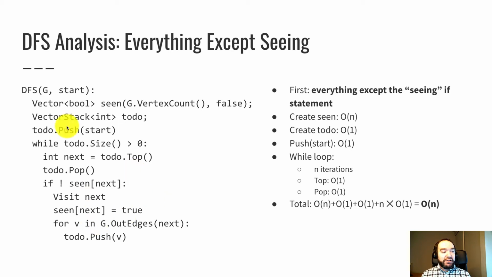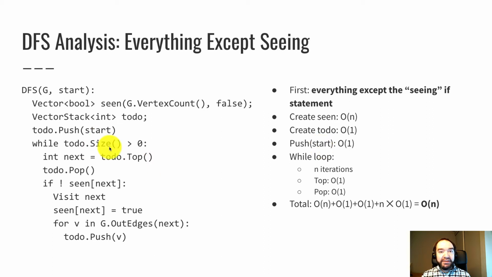So dealing with those parts, we create the seen vector that creates an n element vector. Creating an n element vector takes big O of n time to initialize all the false values. Creating an empty stack, so we've got a callback here to stacks, so you can review this if you want, but creating an empty stack is constant time. Pushing onto a stack is constant time. And then we have this while loop.